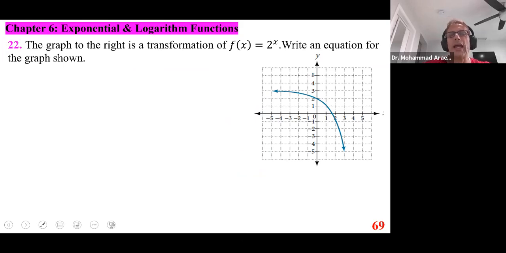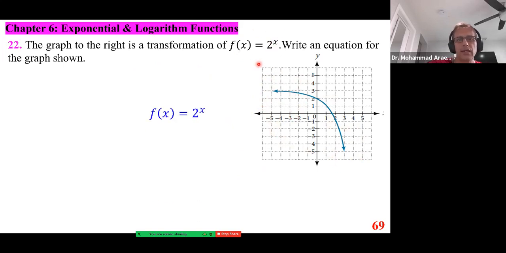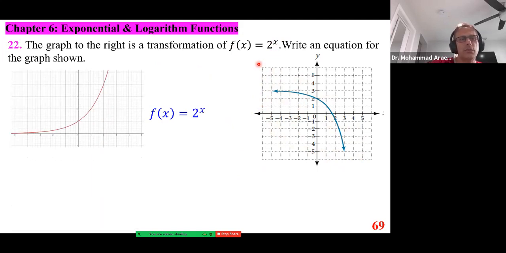Now, we had y or f of x equals 2 to the power of x. Now we have this graph. We want to see what we did to come up with that. So first and foremost, let's graph that. Again, y or f of x equals 2 to the power of x looks like that. This is a rough sketch. Doesn't have to be perfect.